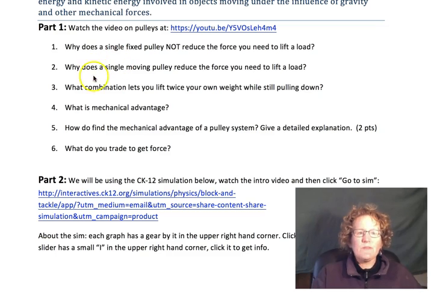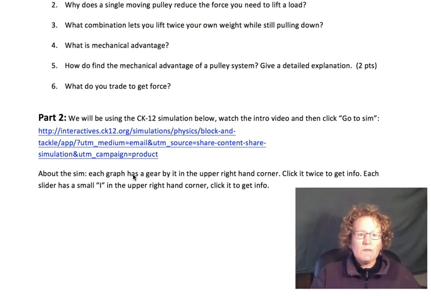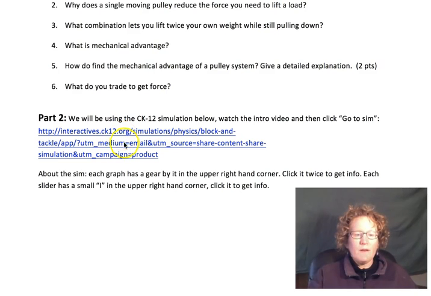After you've answered the 6 questions about the video, make sure you read those questions before you watch the video so you can be watching for the answers. We'll go to part 2. We're going to use the CK12 simulation on pulleys. We're going to watch the intro and then go to the sim.